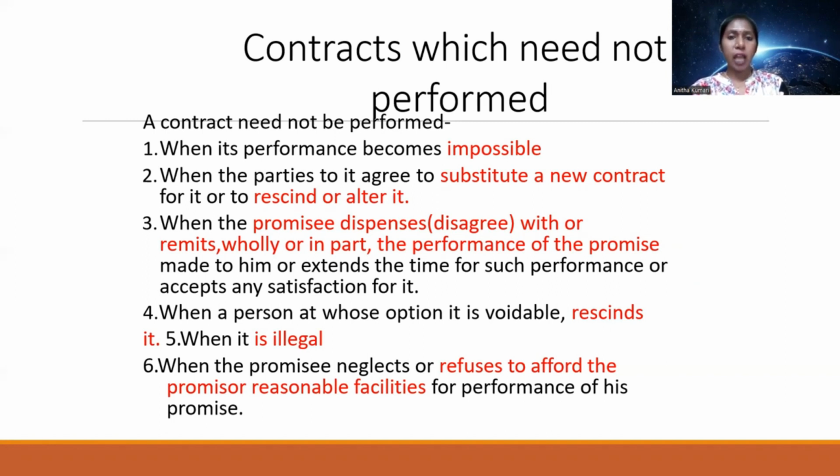Next, when the parties agree to substitute a new contract, that means novation, as I already told you. If you are going to do any kind of alteration in the existing contract, then you need not perform it, because as per the Indian Contract Act 1872, what kind of rules and regulations we follow at the time of agreement, and what conditions we mention in the document, only that has to be followed. If you make any modification or changes that are not mutually accepted by both the parties, then you need not execute it. When the contract is illegal, or when the party refuses to accept the thing provided by another party, these are the contracts which need not be performed.